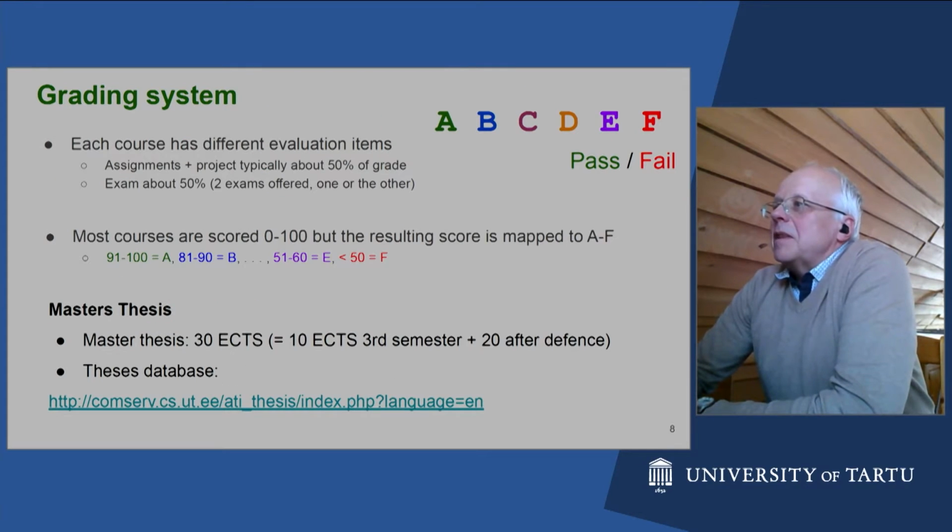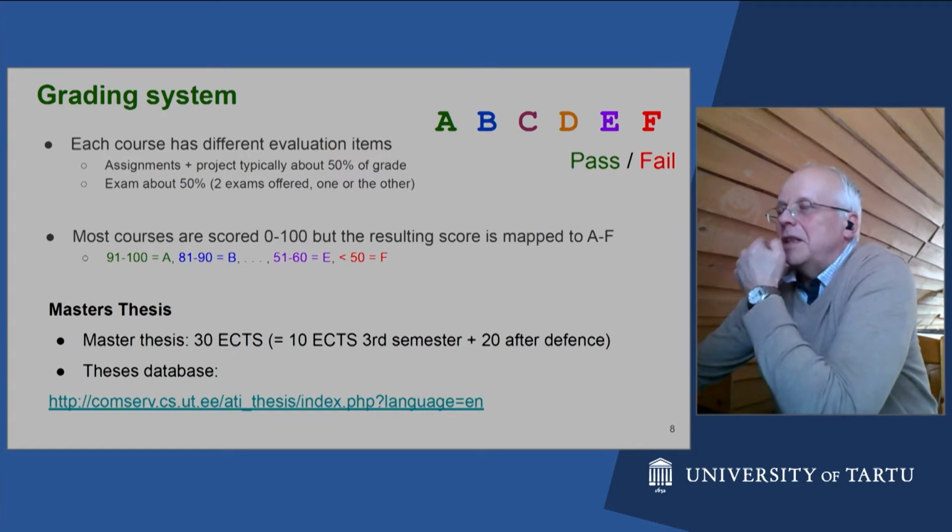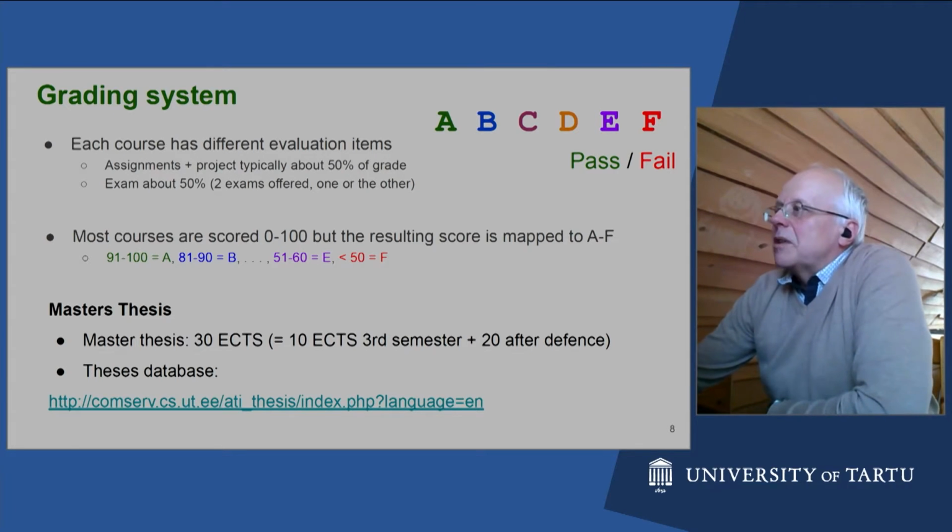Grading systems, there are two options, whether it is A, B, C, D, E, F type of grading or pass or fail courses. And mostly courses are scored from 0 to 100. And if you have at least 50% done, you get the positive mark.